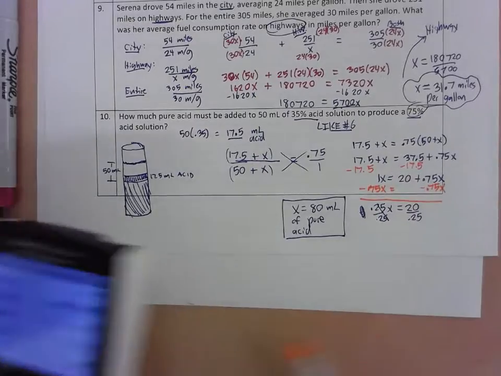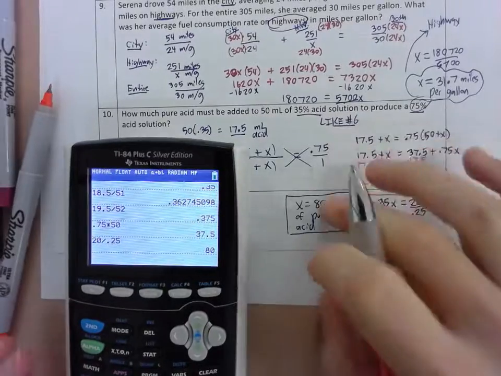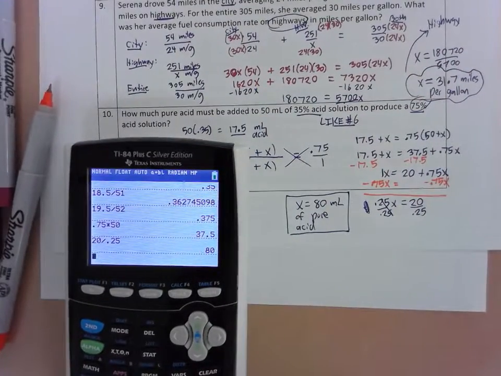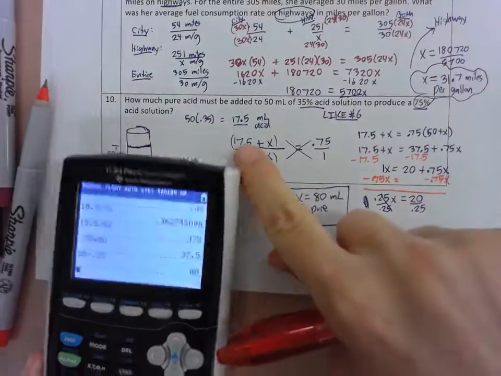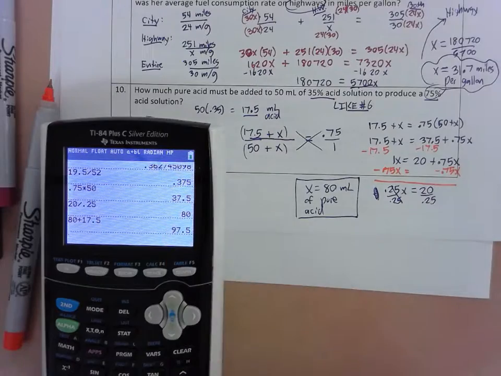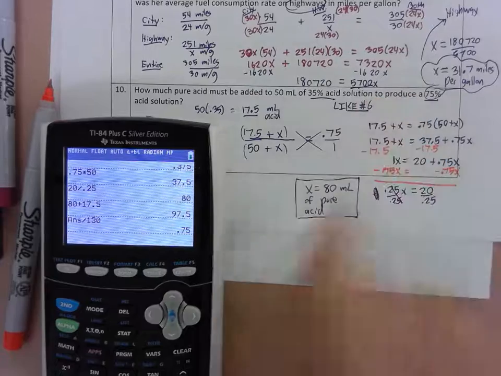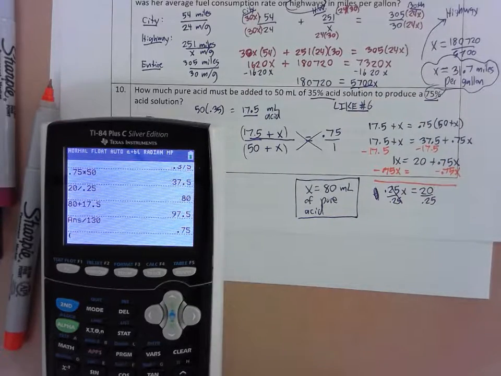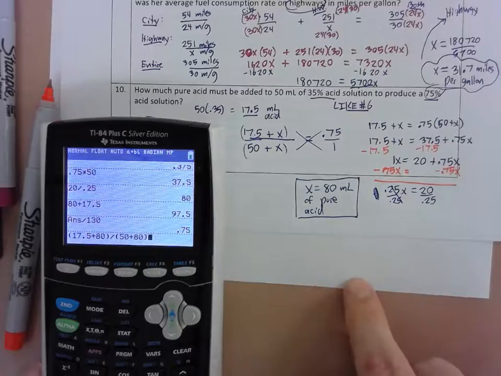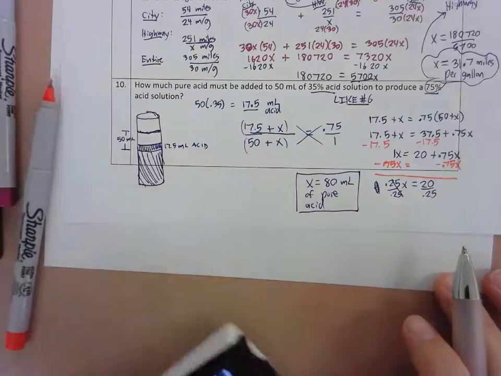And let's verify that. So if I add 80 milliliters of liquid to the 50, of course, that's going to be 130. And if I add 80 to the 17.5, that's 97.5. And if I divide that by 130, that's 0.75, that's 75%. Or another way to look at it is you got 17.5 plus 80 divided by our original 50 plus 80, and that's 0.75. So we're adding 80 to the numerator and denominator to get that up to 75%.